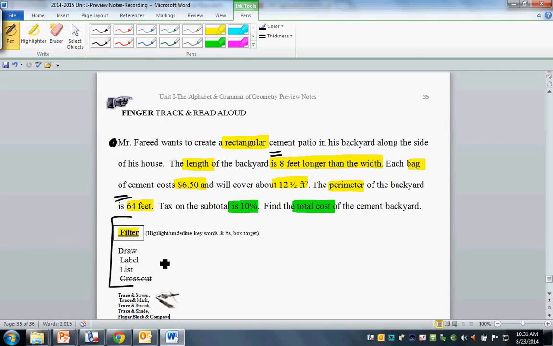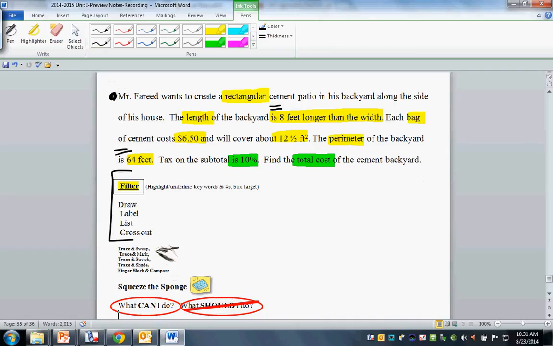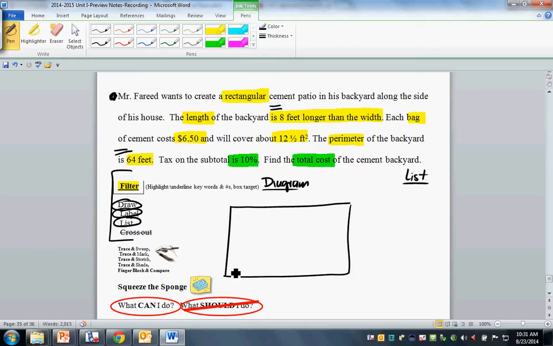Now we organize our information in two ways. Either we organize it in a drawing, and we label the drawing, or we label it in a list. So I'm going to write diagram and list. If it doesn't belong in the diagram, it belongs on the list. So here we go. Rectangular backyard. So we know it's a rectangle, so draw yourself a rectangle. Look, I drew a rectangle. Guess what? Cross out that information. You've taken care of it. It helps your brain from getting overwhelmed.